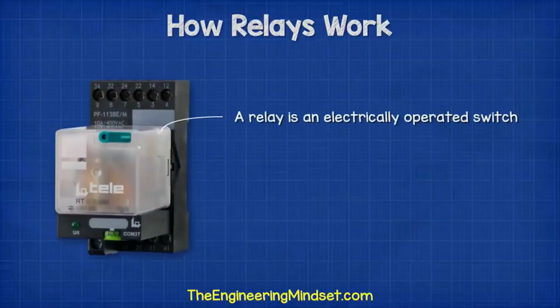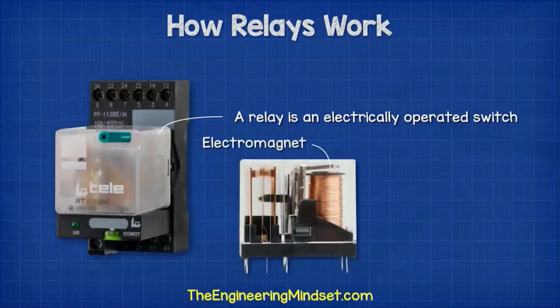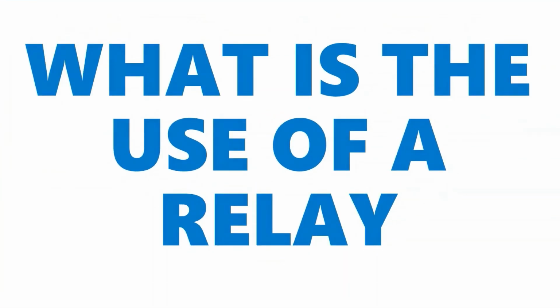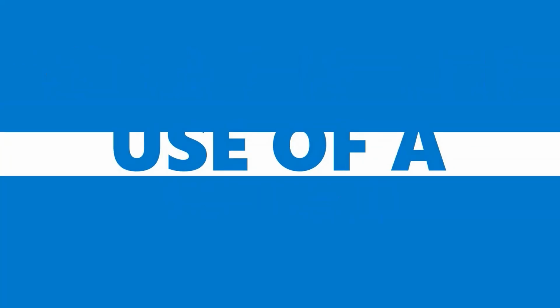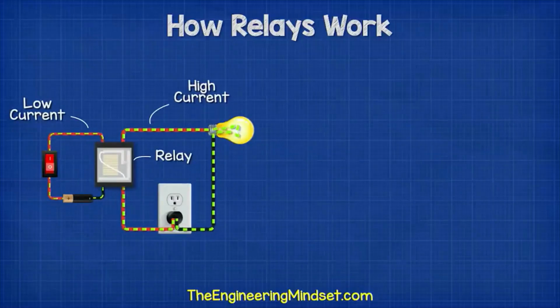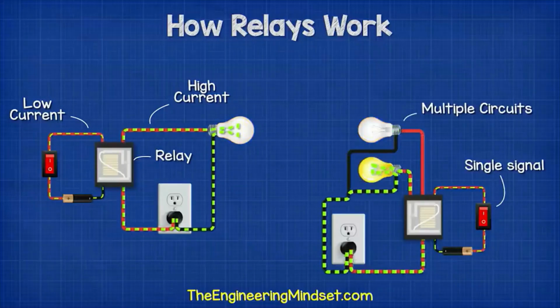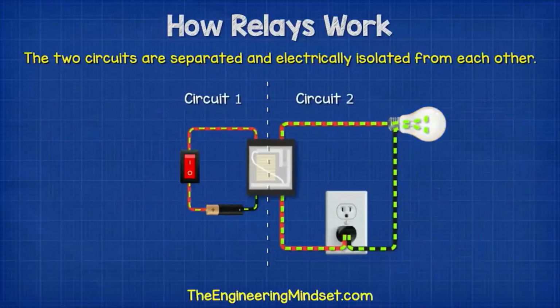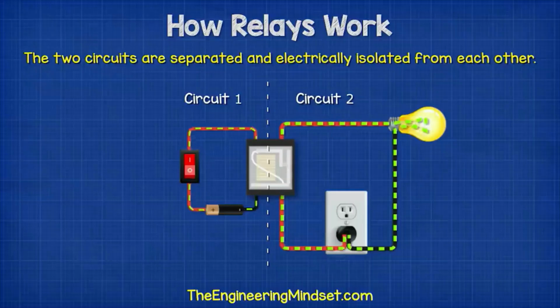A relay is an electrically operated switch. Traditionally, relays use an electromagnet to mechanically operate the switch. Relays are used where it is necessary to control a circuit using a low power signal, or where several circuits must be controlled by one signal. Relays ensure complete electrical isolation between the controlling and the controlled circuits.